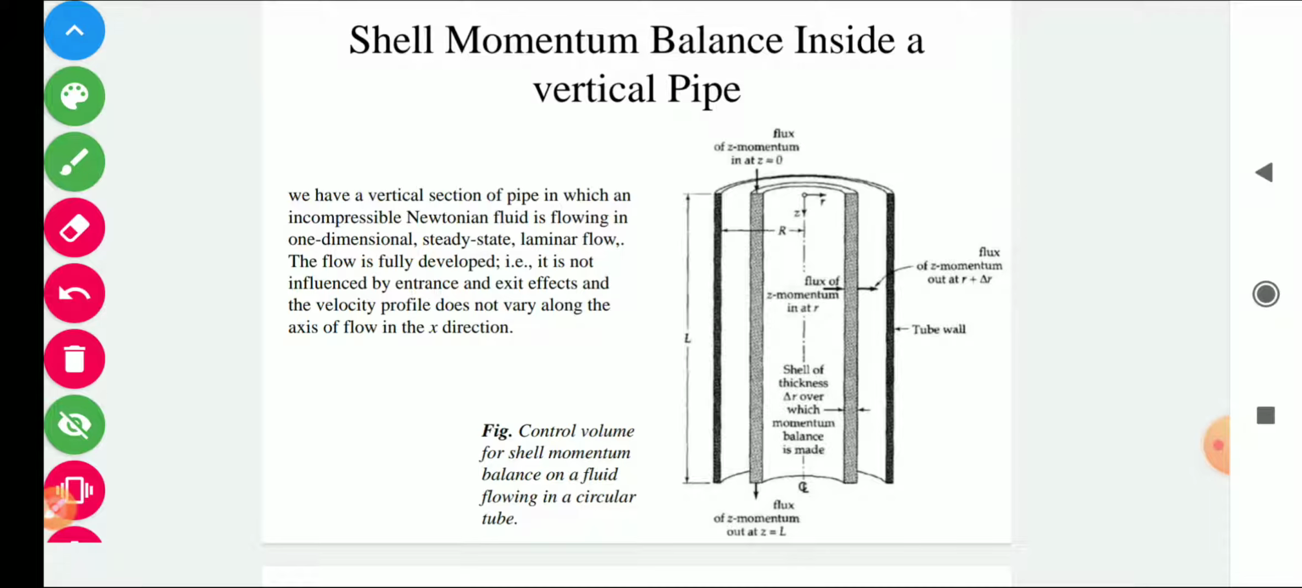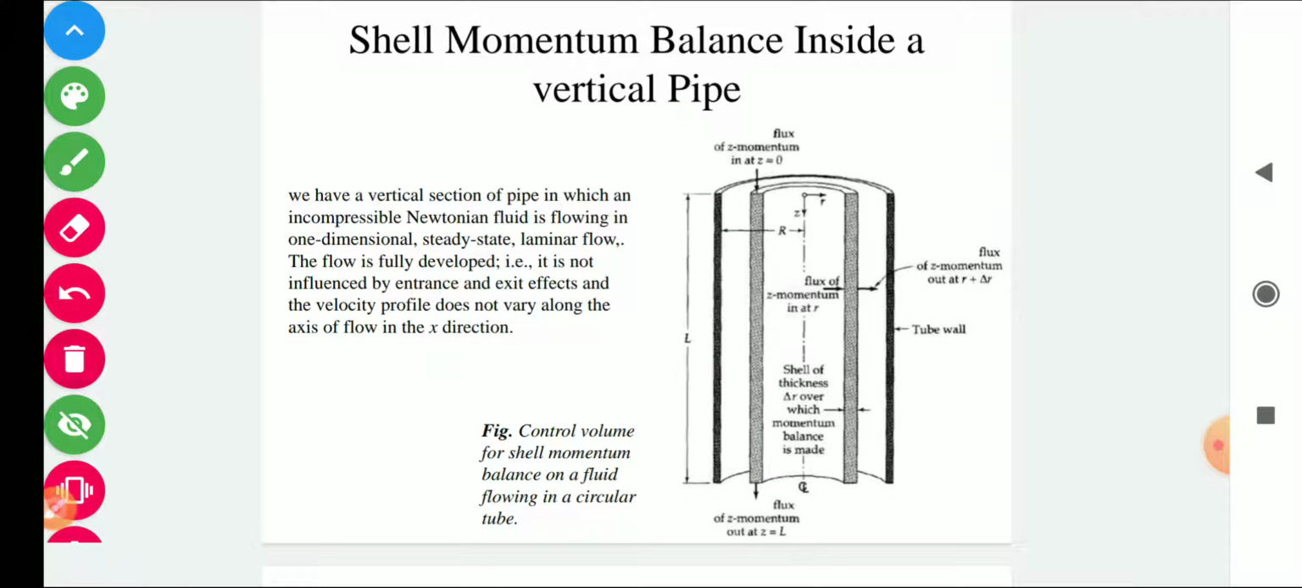As in previous classes, we have a vertical section of pipe in which an incompressible Newtonian fluid is flowing in one-dimensional, steady state and laminar flow. The flow is fully developed. It means it is not influenced by entrance and exit effects, and the velocity profile does not vary along the axis of flow, which in this case is the z direction.